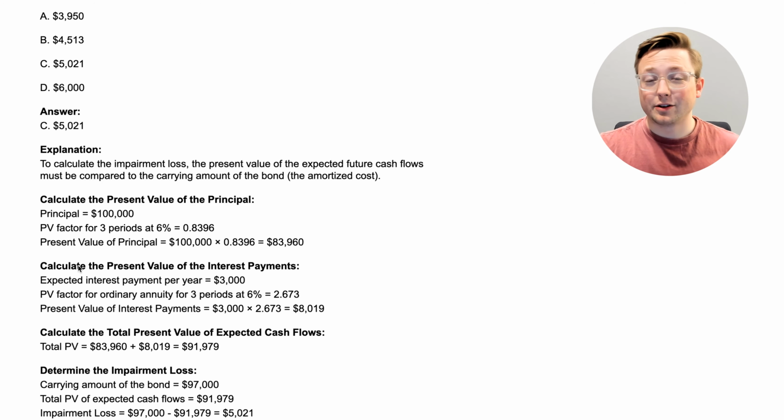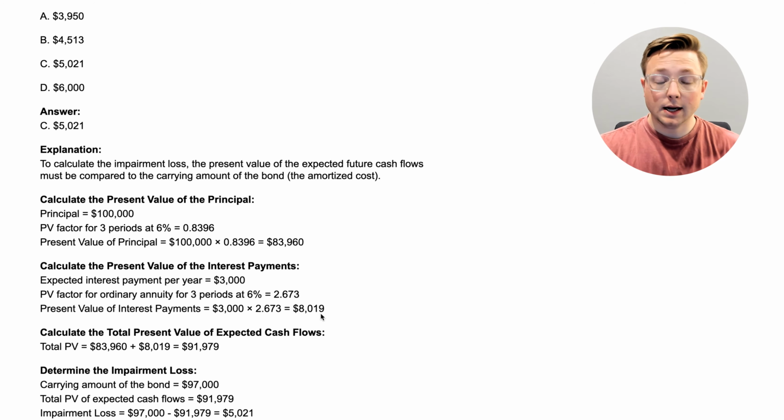Now, we also have to calculate the present value for the interest payments. And it was told to us that for the remainder of the time, the interest payments are going to be $3,000. You're not always going to be given the interest payment straight up. You might have to calculate it. But in this case, we know that it's $3,000 for the remaining years. So the present value factor for an ordinary annuity for 3 periods at 6% is 2.673. So we use that to multiply the interest payments by, and that gives us $8,019 of present value for the interest payments for the remaining 3 periods.